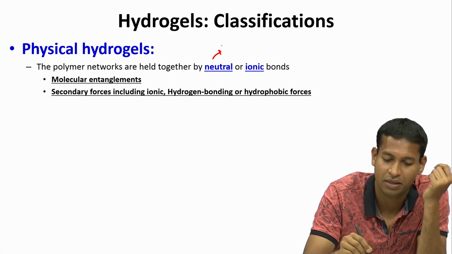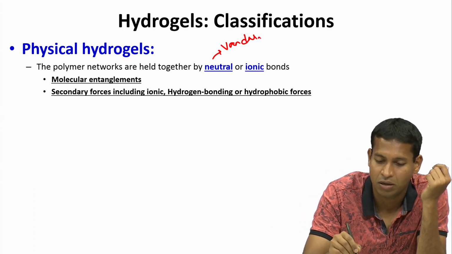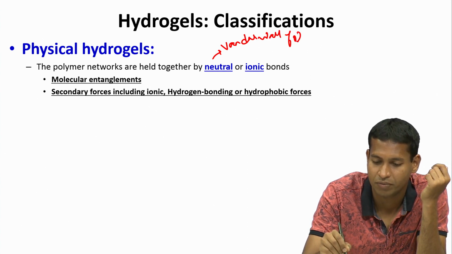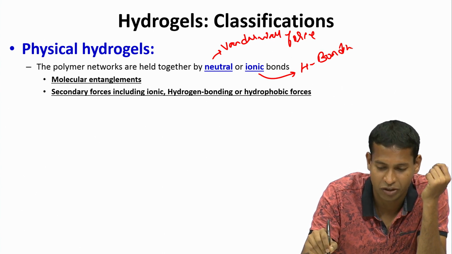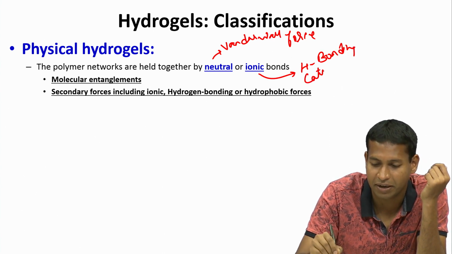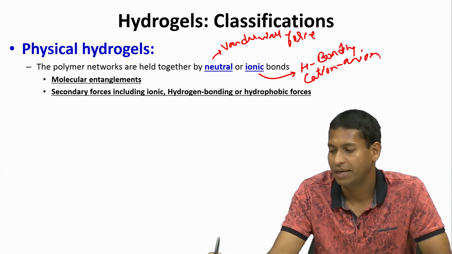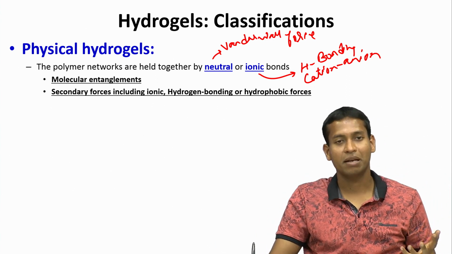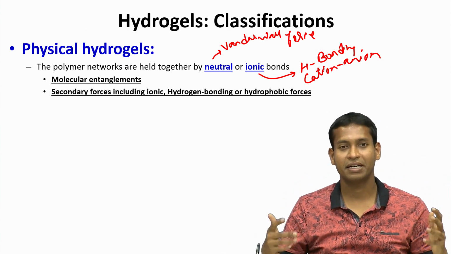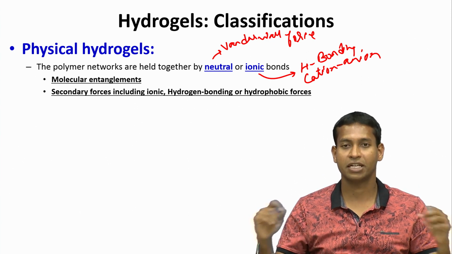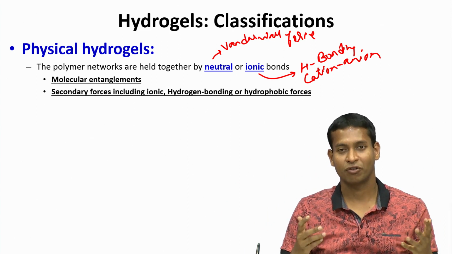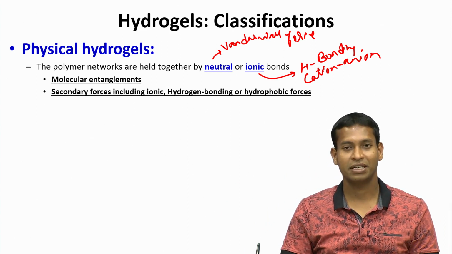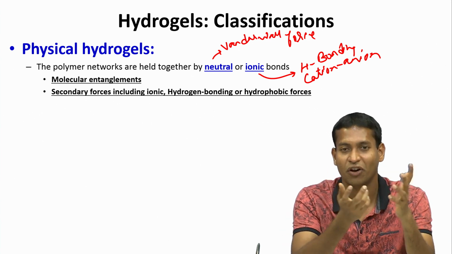So, this could be van der Waals forces, and ionic again could be either H bonding or just the interaction of cation and anion, right. So, these are essentially nothing but molecular entanglements. You can consider it as if you have very long chains of these polymers and they just crisscross each other several times. I am sure if you are using earphones, you have seen sometimes it gets entangled and forms a knot like structure.